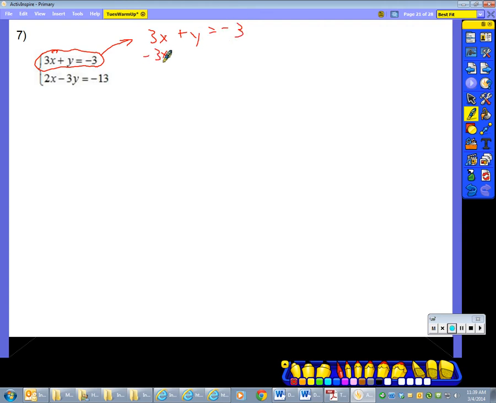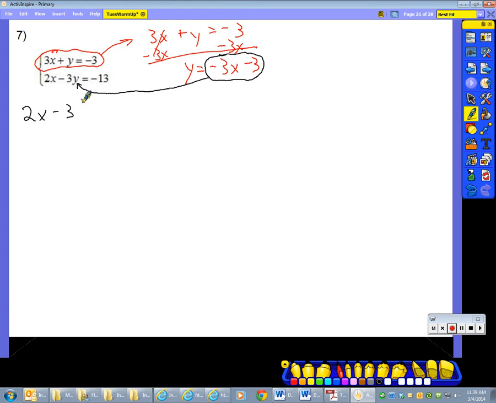I'm going to subtract 3x, and I know that y equals negative 3x minus 3. So what I can do with this is I can take this negative 3x minus 3, because that's what y equals, and I can sub it in for y right there. And whenever I do, my equation is going to look like this.